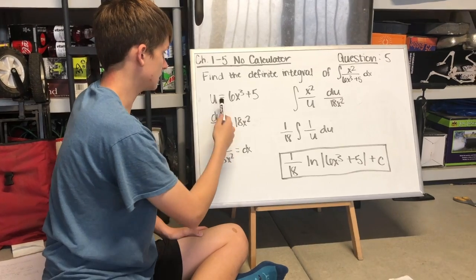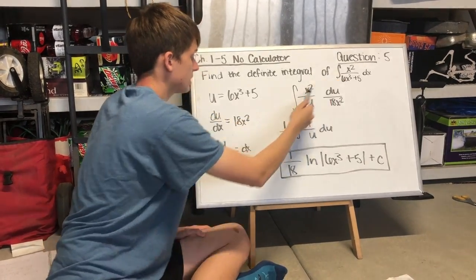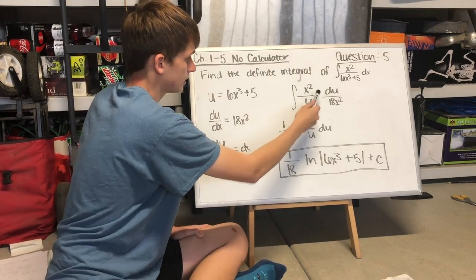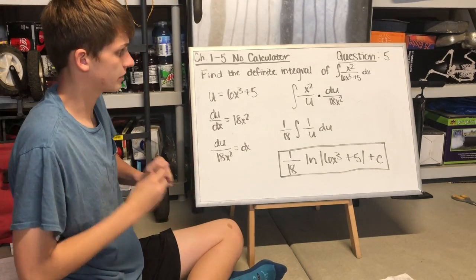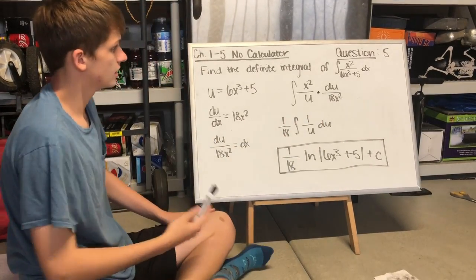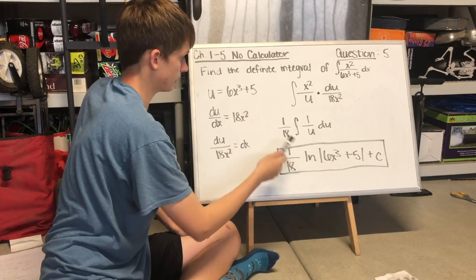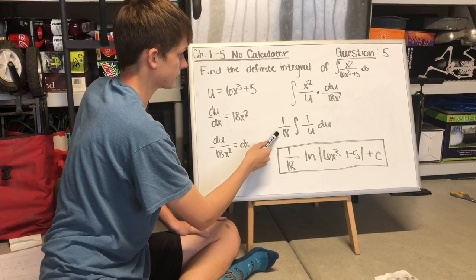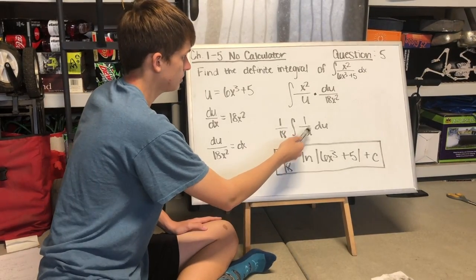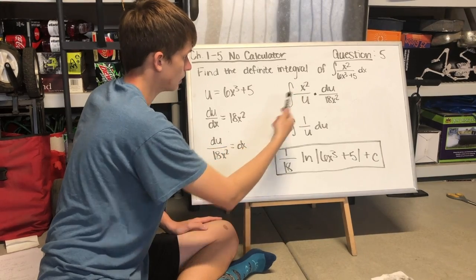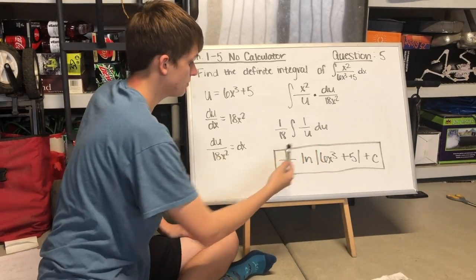And then we can take this and plug in u instead, so we can rewrite this whole thing as x squared over u times du over 18x squared. So x squared divided by 18x squared is 1 over 18, so we can write that on the outside. So then on the inside of the integral, we now just have 1 over u, since this can turn into a 1, since there's nothing on top anymore, du.